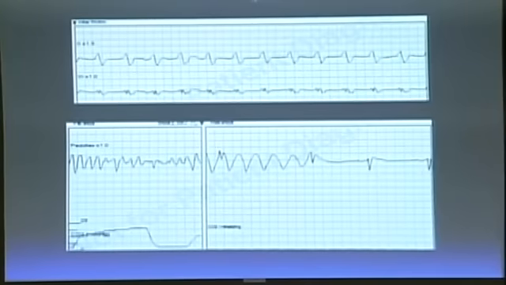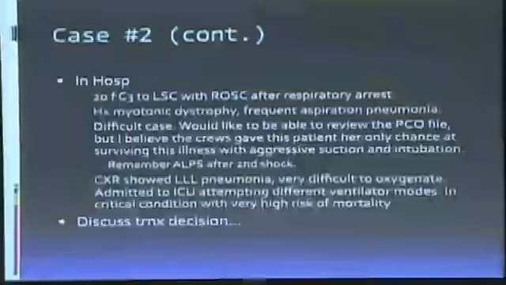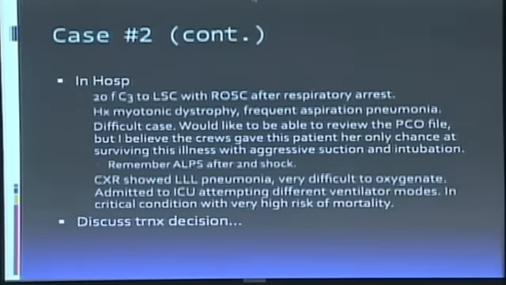So IO was placed, and soon after the intubation, the patient went into cardiac arrest. The initial rhythm was ventricular fibrillation. The patient was shocked at 200 joules, and then shocked at 300 joules. Here's the monitor strip. And so they were able to get return to spontaneous circulation.